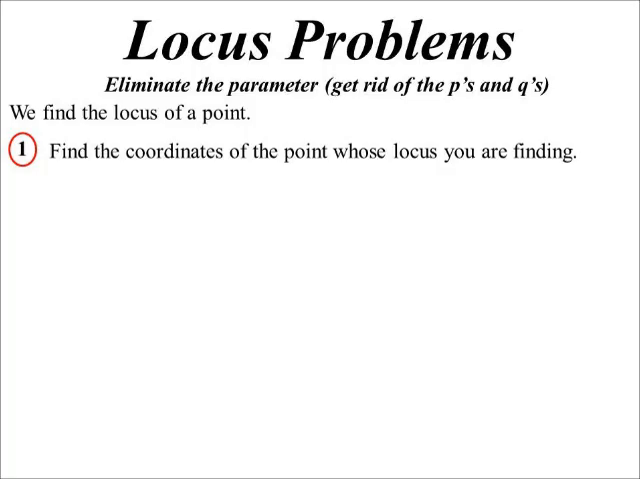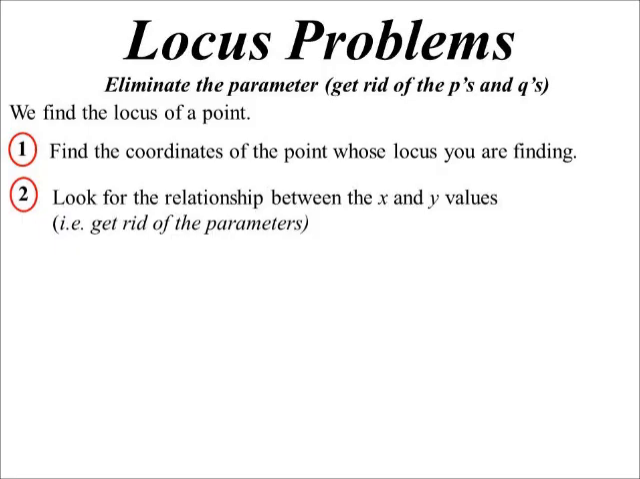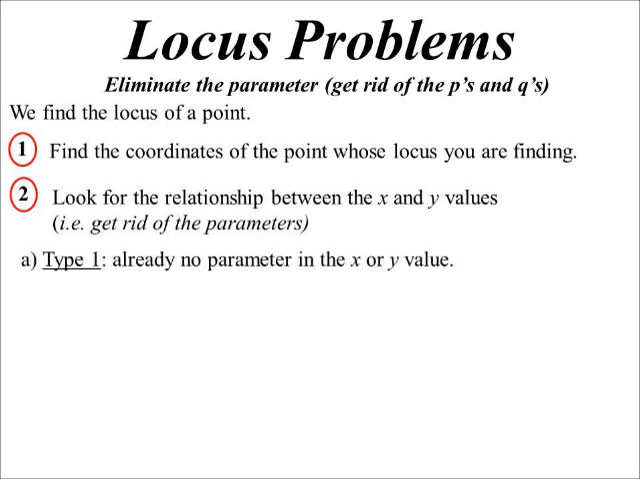So then we just need to find that relationship, because remember that's what locus is, the relationship between the x and the y values. So we want to get rid of the parameters, because we want to end up with an equation which is true, y equals x squared, whatever it happens to be, but no longer has any parameters in it. Now I reckon there's basically 3 types.